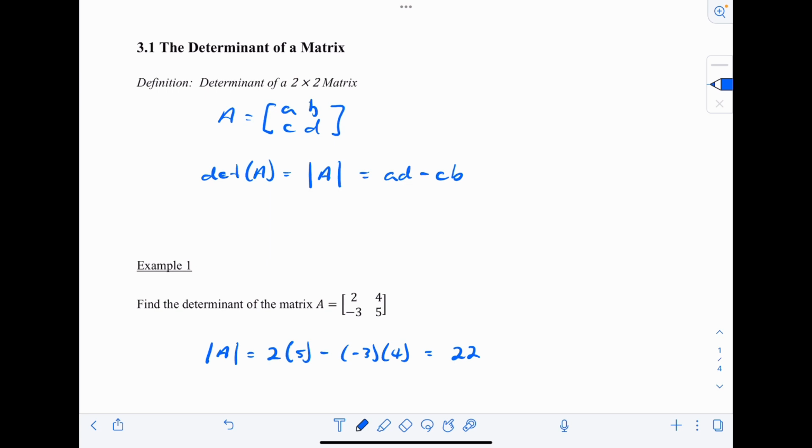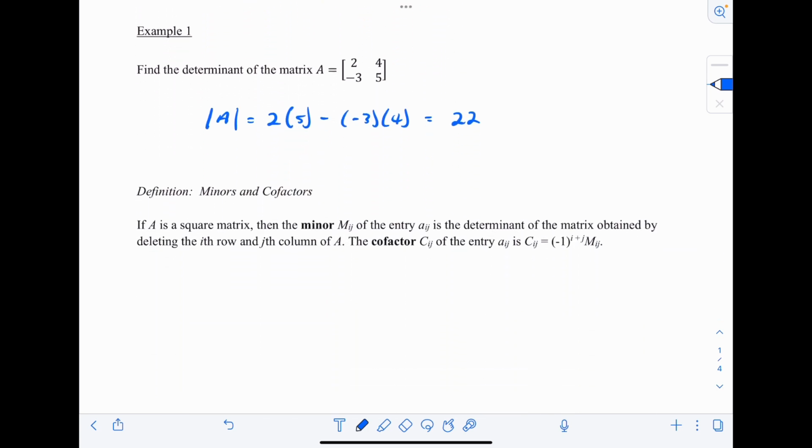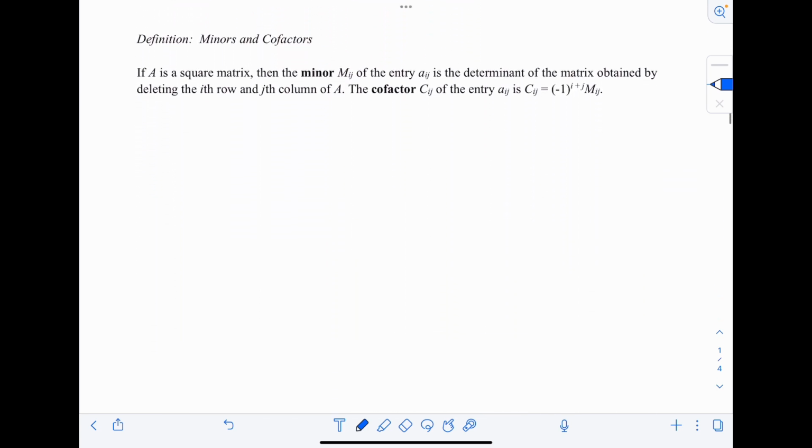Pretty straightforward. But what happens if I want to do a larger matrix? What if I have a 3x3, a 4x4, a 5x5? How do I find that determinant? Because obviously you don't just have diagonals that you can multiply like we do in the 2x2. So to do this, we need to first talk about what are called minors and cofactors.